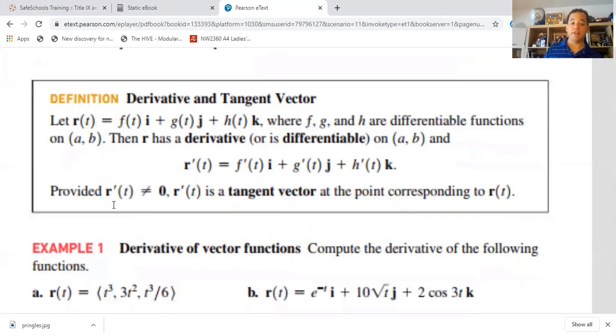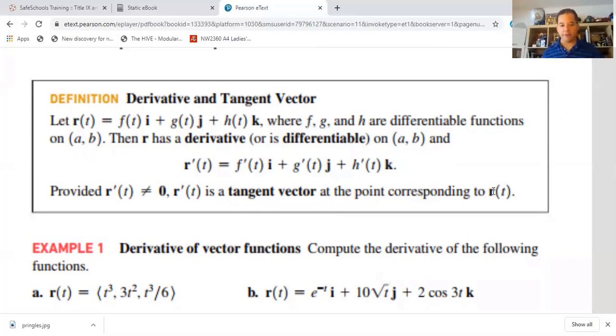If the derivative is not zero, then that represents the tangent vector at the point corresponding to r of t. So that's how you can get the vector that is tangent to the curve, assuming it's not zero. If it is zero, remember, it's not really a vector, right? It has no magnitude. Then we cannot say it's tangent because it doesn't have any magnitude.